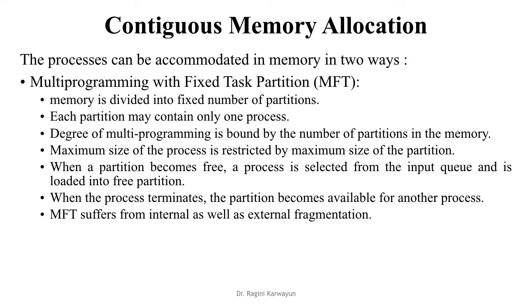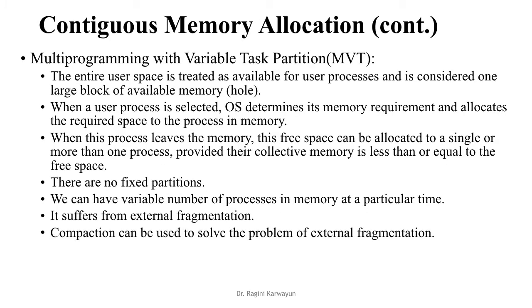One thing to keep in mind is that a process cannot span two partitions. If a process needs 500K of space in memory, we need to allocate a partition that is at least 500K. We cannot have 200K and 300K partitions and allocate them both to this process. This scheme suffers from internal as well as external fragmentation.